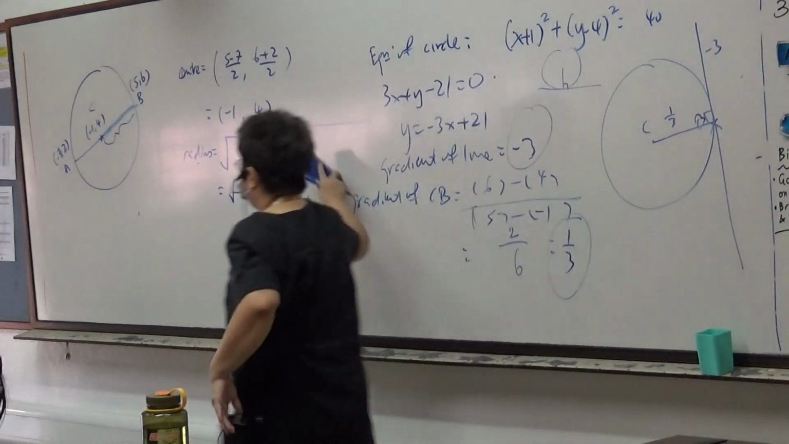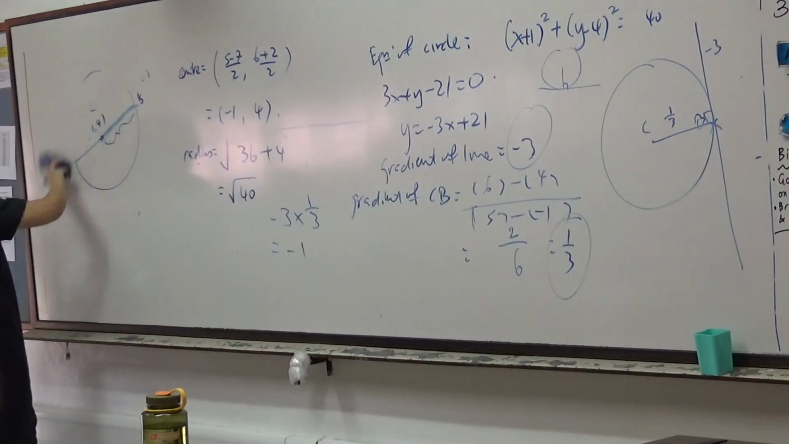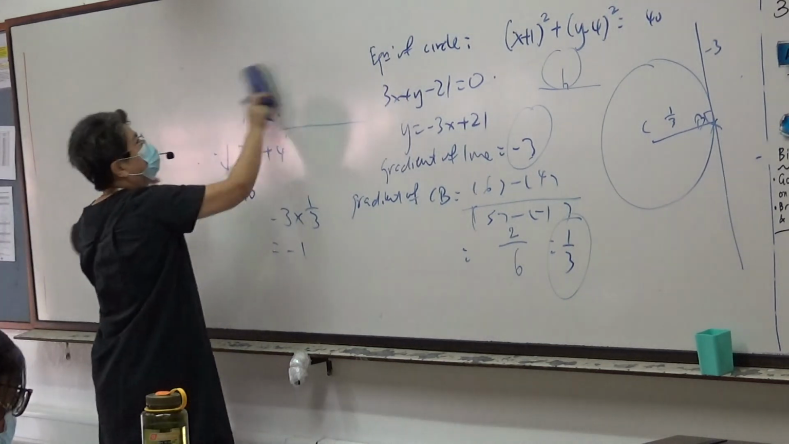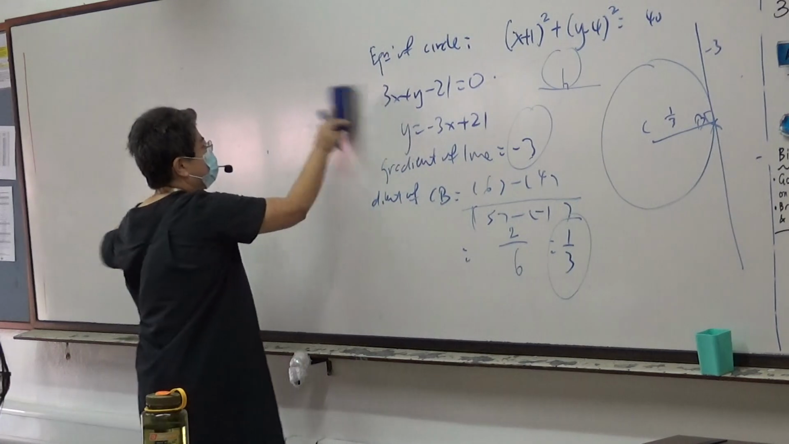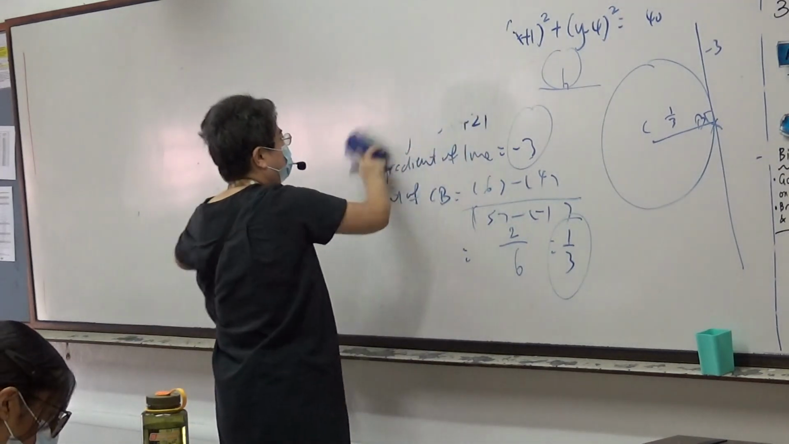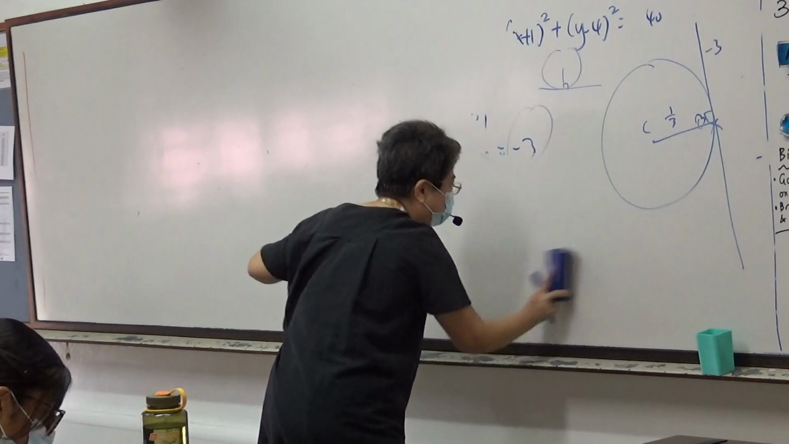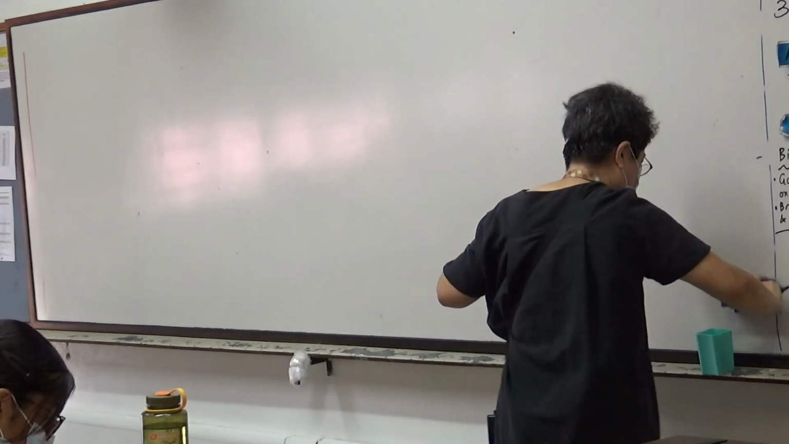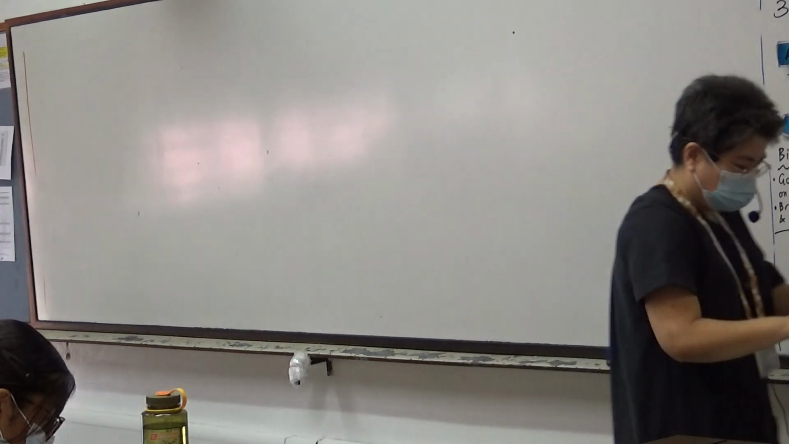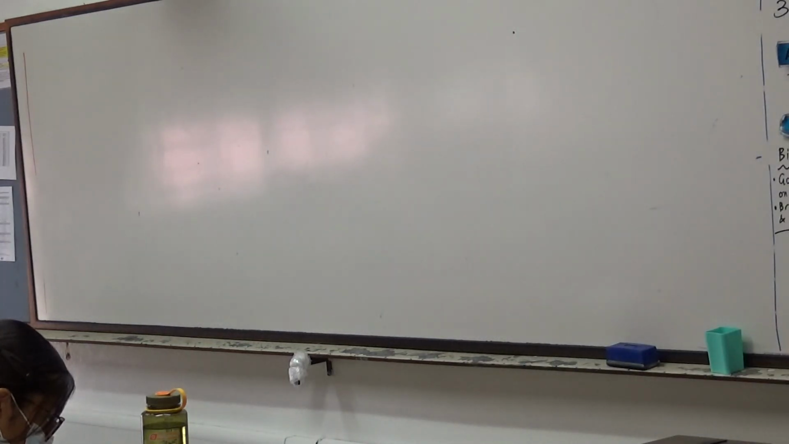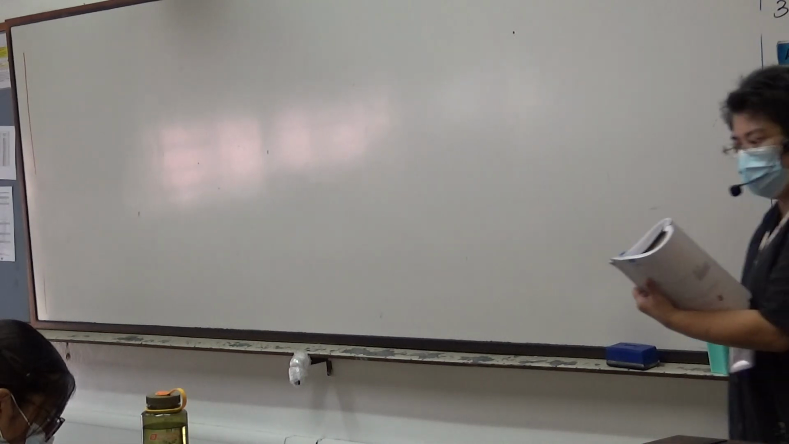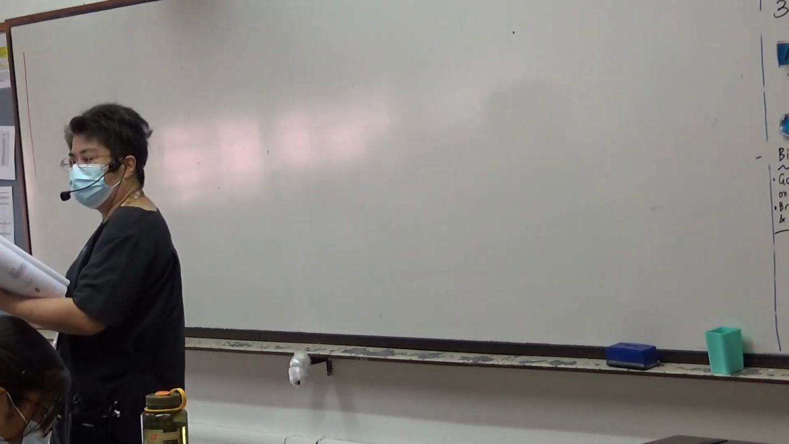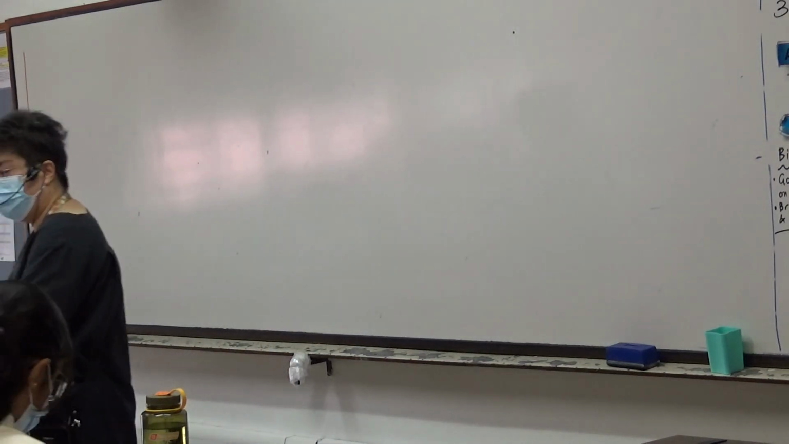Number 10 now. Read the question, read the question. This one is not easy. Number 10, that's why it's number 10. Okay. Let's look at example 10. Find the equations of the tangents to the circle, which are parallel to this line.